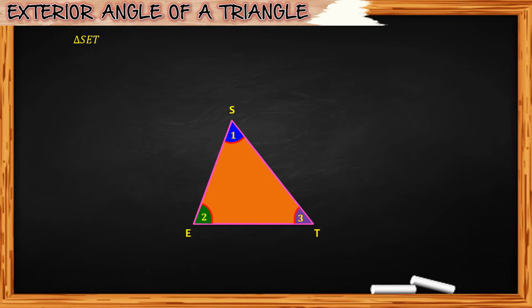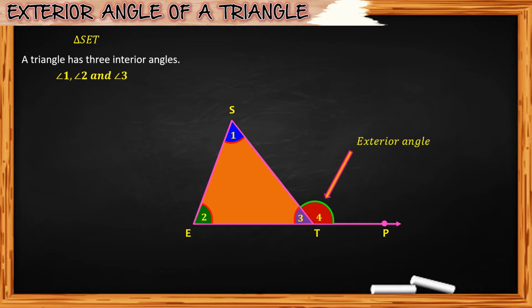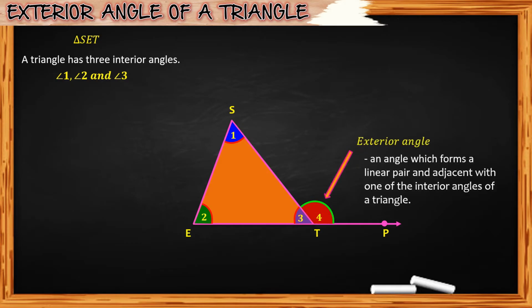Given triangle SET, a triangle has three interior angles, and these are angle 1, angle 2, and angle 3. Now, if we extend line segment ET at point P, we have the angle formed outside the triangle, and that is what we call the exterior angle. That is an angle which forms a linear pair and is adjacent with one of the interior angles of a triangle. When two angles form a linear pair, that means they are supplementary. And if they are adjacent, they have a common side which is line segment ST and a common vertex which is point T.